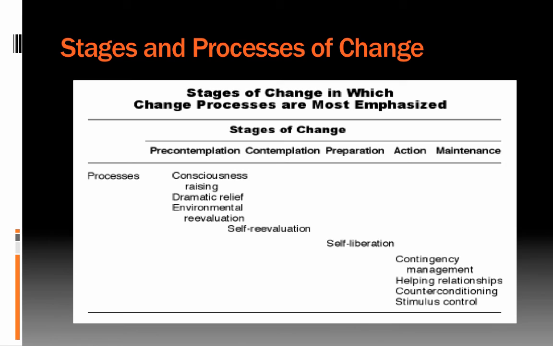But then in action and maintenance, you see there's lots of other processes that are helpful. Things like contingency management, using helping relationships, or stimulus control. These are kind of behavioral self-regulation strategies that help one enact a new behavior change. And those are very helpful for people who are trying to make a change, but those processes are not really useful to somebody in pre-contemplation or contemplation. So one of the real advantages of this model is it has these processes matched to these stages and helps us understand better how people can move. And that lets us also tailor interventions, what are called stage-matched interventions, to move people from one stage to the next.